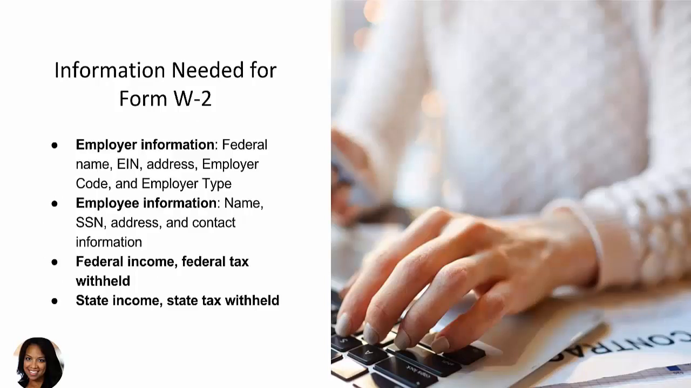So now that we know exactly what you need to report your vendor payments, you can focus on reporting your wages to your employees. When you're reporting your W-2s, you will need to have the following information. You will need, again, the employer's details, that's the name, EIN, address. You will also need the employer code as well as the employer type. You will need the employee's information, name, Social Security, address, and contact information, as well as the total amount of federal income and federal tax withheld, and any state income tax or state tax withheld.